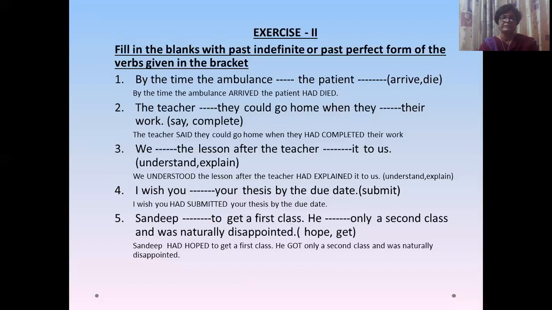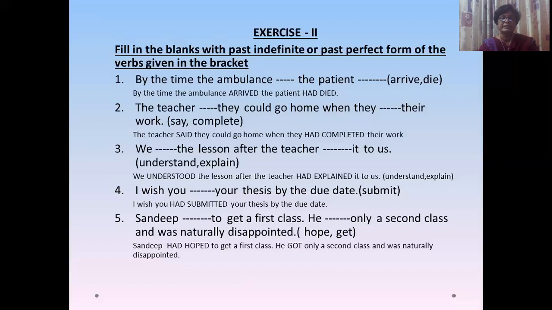Third sentence, we dash the lesson after the teacher dash it to us. Now in the first blank, the verb that is given is understand. So here the past form of understand is understood. We understood the lesson after the teacher. Now here the past perfect form of explain will be, the teacher had explained it to us.